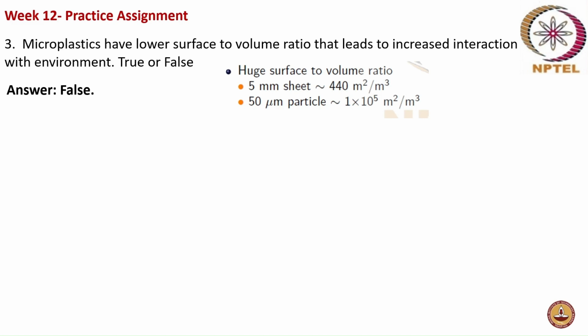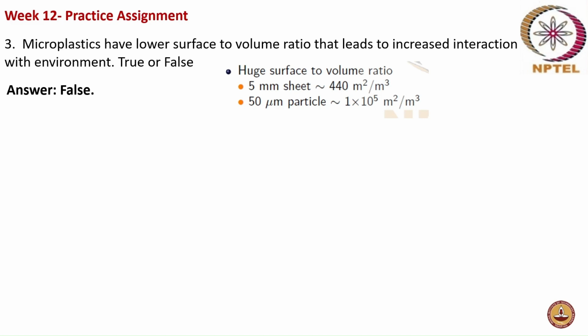So the more the surface to volume ratio, that means the more surface is exposed to the environment, and they have a huge amount of interaction with the environment. So we have to be very conscious of this and try to avoid these microplastics in the environment. We could see from 440 meter square per meter cube in the case of a 5 mm sheet, to 1 times 10 power 5 meter square per meter cube for a 50 micrometer particle. How much variation.